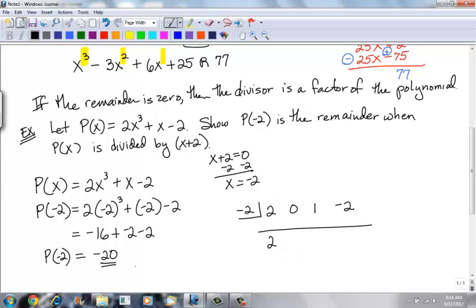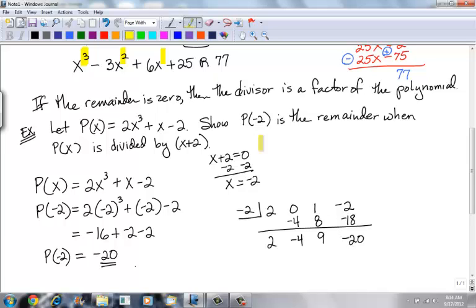Then multiply 2 times a negative 2, that'll be a negative 4. Line that up underneath the second column and add going down, that'll be a negative 4. Negative 4 times a negative 2 will be a positive 8. Line that up. Add going down would be 9. 9 times a negative 2 would be a negative 18. And add going down would be negative 20.